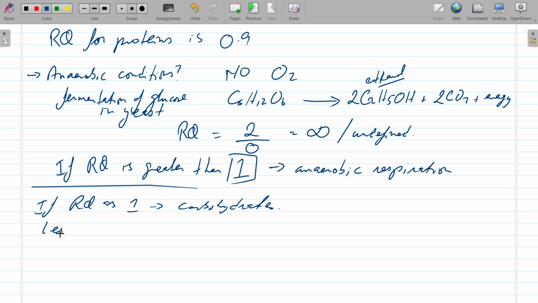If it is less than 1, that means there is a mix of carbohydrates and lipids. Again, you're not considering proteins because proteins are the last resort in an emergency, when the body is just focused on surviving, if it feels threatened and needs to survive. So that is something to keep in mind. And we are done with chapter 7a.